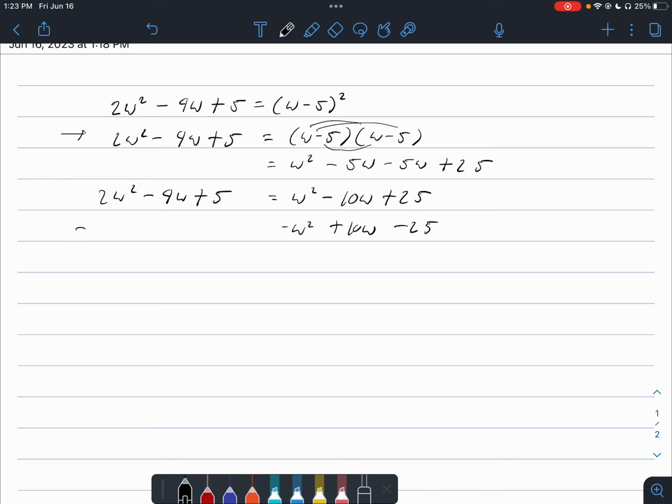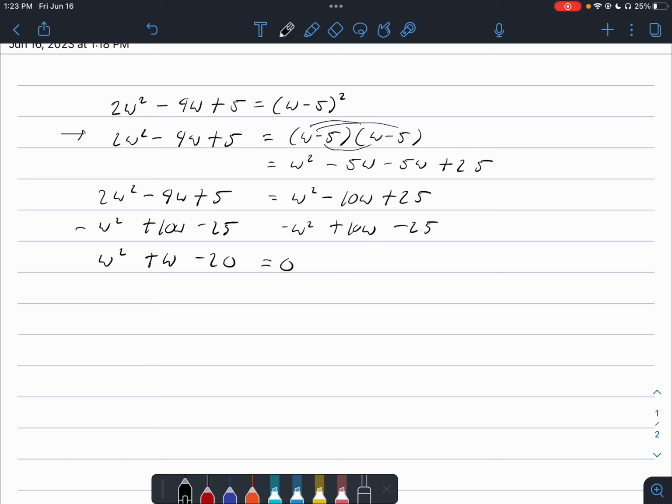So here we have 2w squared minus w squared. That's going to give us w squared. We have negative 9w plus 10w. Okay, so that's just plus w. And then we have 5 minus 25. So we have, looks like, minus 20 equals 0. Okay?